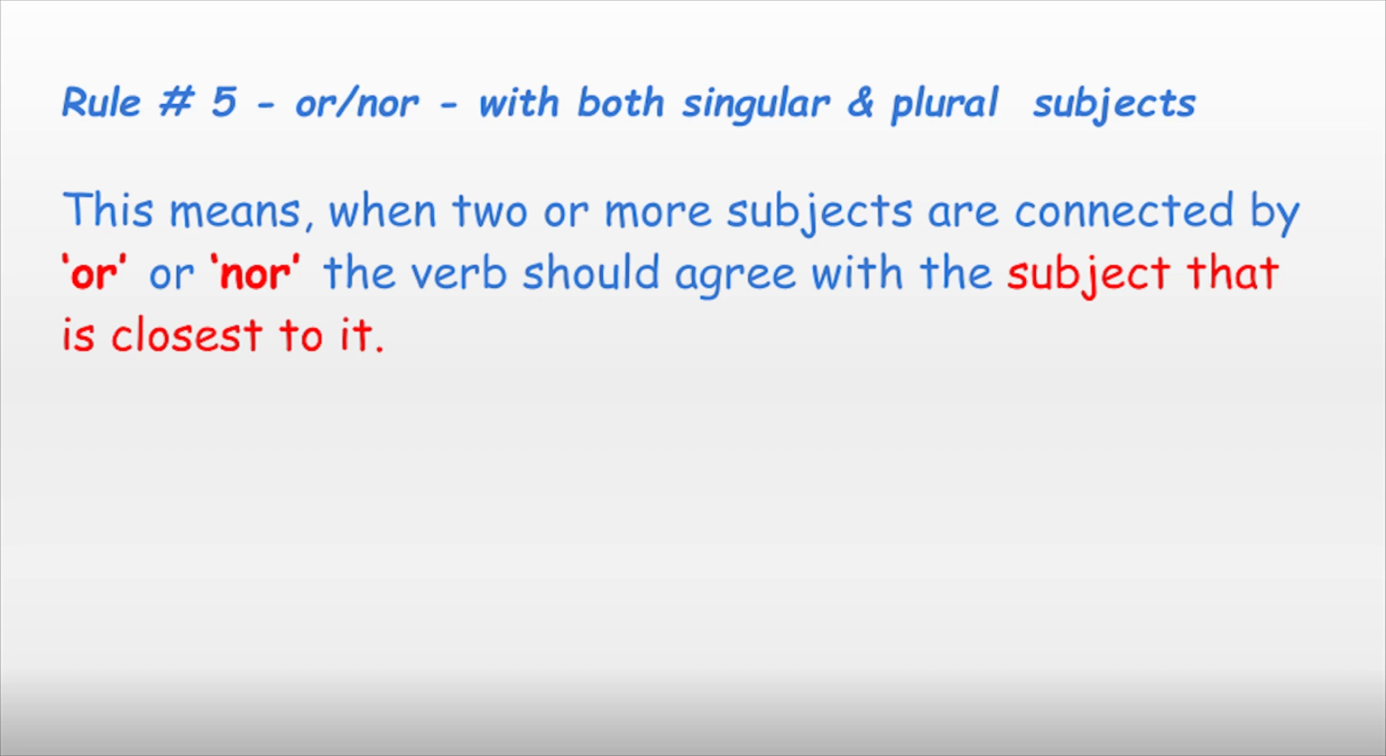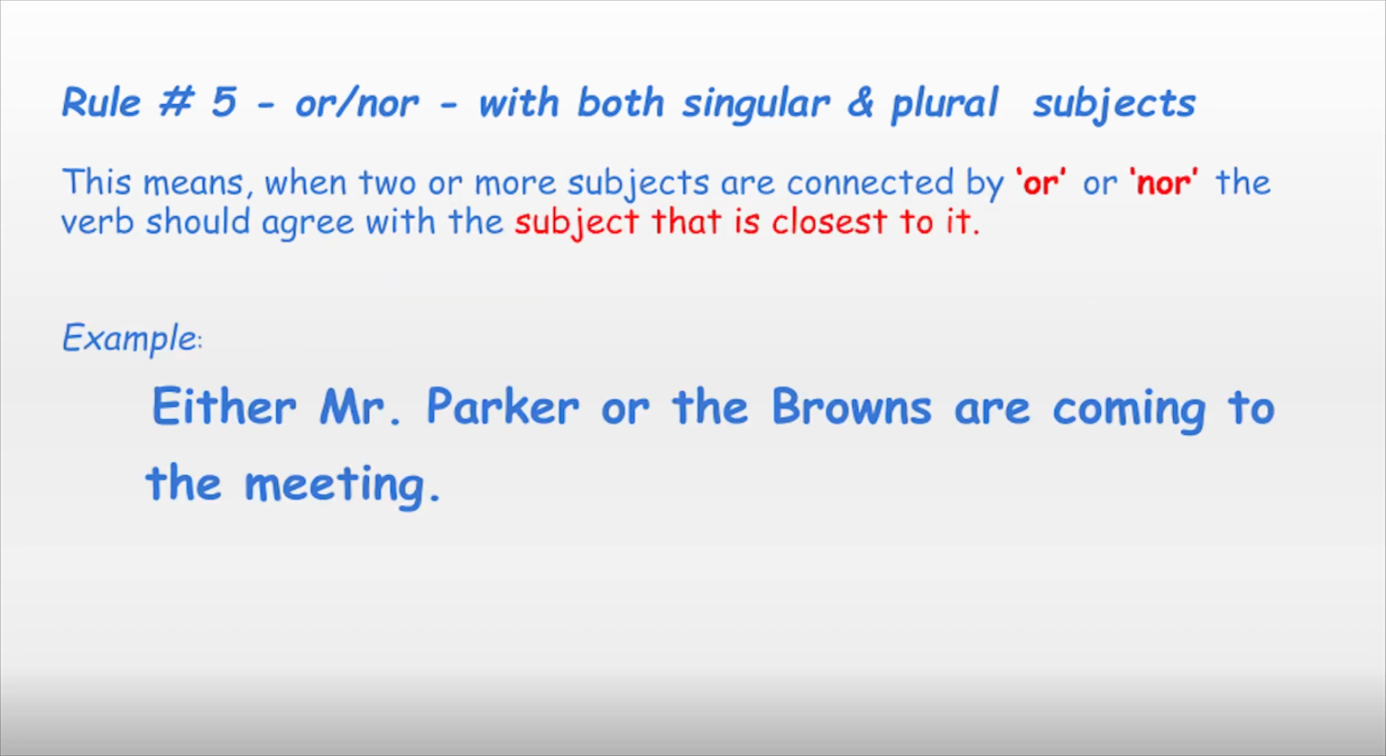Rule number 5. Using or nor with both singular and plural subjects. This means when two or more subjects are connected by or nor, the verb should agree with the subject that is closest to it. Let's look at this example. Either Mr. Parker or the Browns are coming to the meeting.